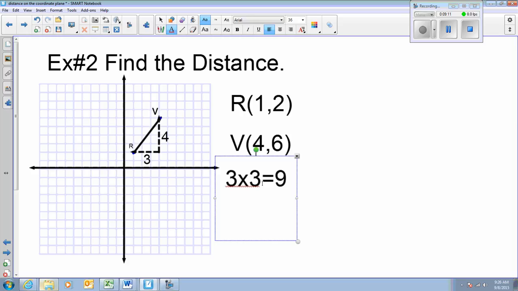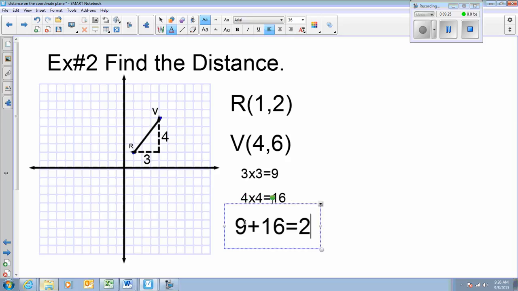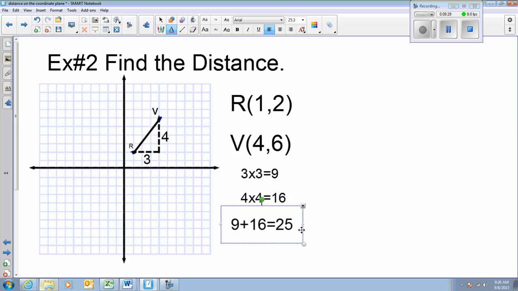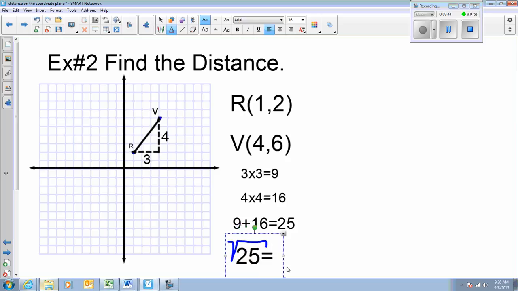So I'm just doing this. 3 times 3 is 9. 4 times 4 is equal to 16. Next step, as you recall, is just to take these two and add them together. So 9 plus 16 is equal to 25. Right, so now we're done with this step. And the last but not least is to find the square root of 25. So the square root of 25, as you probably already know, is equal to 5.